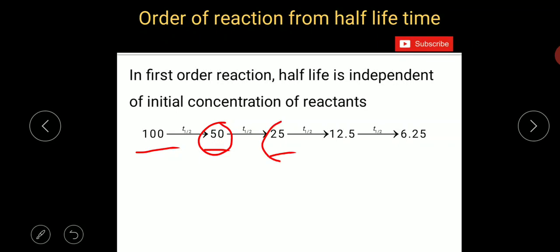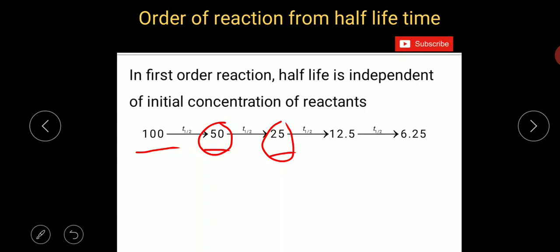Now the present concentration of reactants is 25. What is half of it? 12.5. So in another half-life, out of 25, 12.5 will be consumed. And this is valid in first-order reactions because half-life time is not dependent on initial concentration. So half-life time means the time taken for the consumption of half of whatever concentration of reactants you have present.